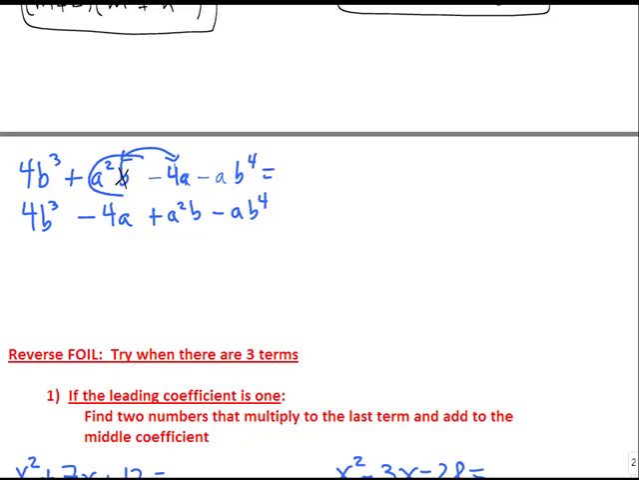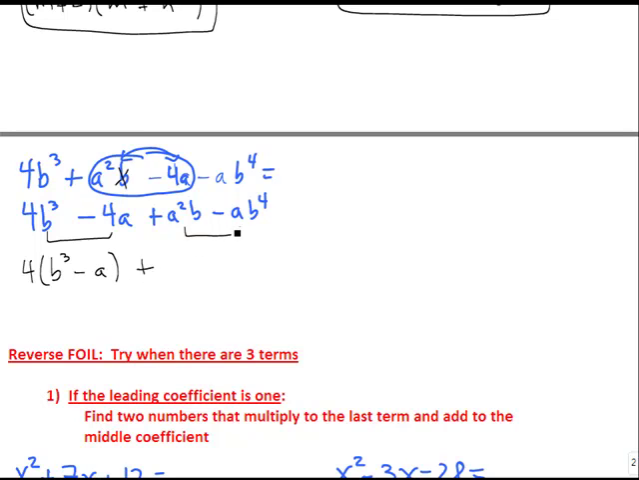So all I did was switch these two terms around, which we can do because addition is commutative. So if I try that, let's try our grouping now, grouping these two together and these two together. The first two terms here, the only thing they have in common is that 4, so let's factor out 4. That'll leave us with b cubed minus a.